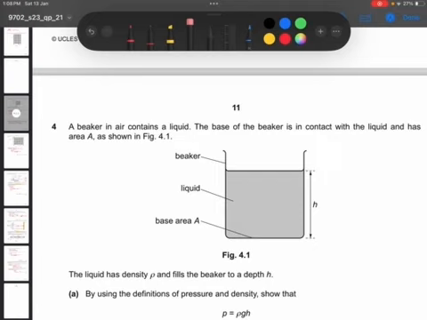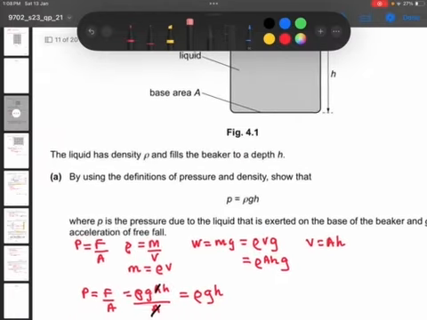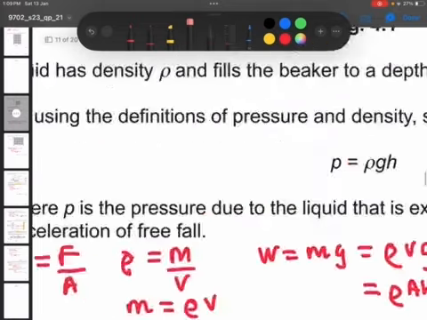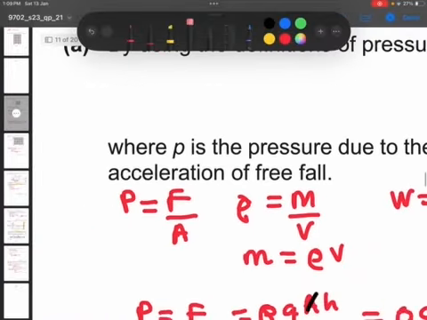By using the definitions of pressure and density, show that P is equal to rho GH, where P is the pressure due to the liquid that is exerted on the base of the beaker. So first things first, we are told to use the definitions of pressure and density. This is the definition of pressure, this is the definition of density. Now, we know that pressure is force over area. So what is the force due to the liquid at the bottom of the container? The force on the bottom of the container due to the liquid is actually the weight of the liquid.